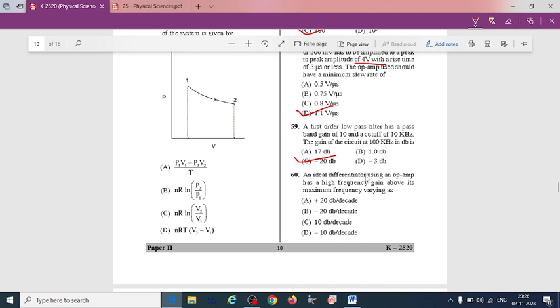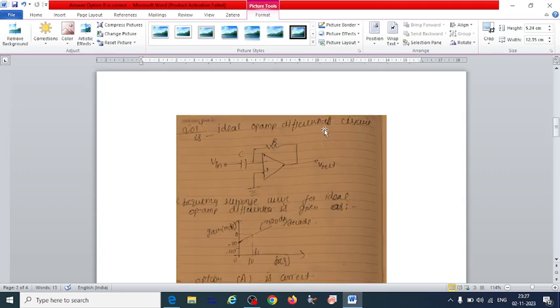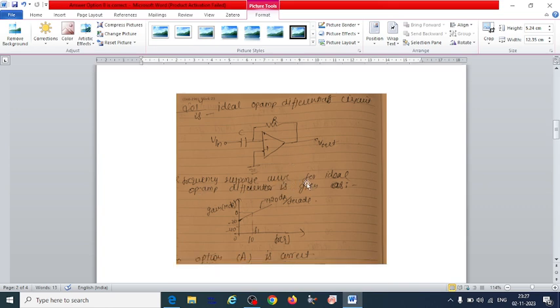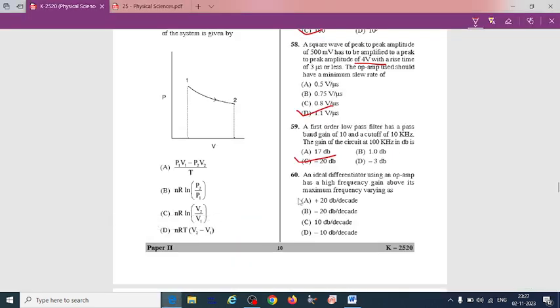An ideal differentiator using an op-amp has a high frequency gain above its maximum frequency, varying as. So for this we have the ideal operational amplifier. The circuit is given here. So the frequency response curve for ideal operational amplifier is as we can see, gain versus frequency. So the slope is given by 20 decibel per decade. That means the correct option here is A, plus 20 decibel per decade.